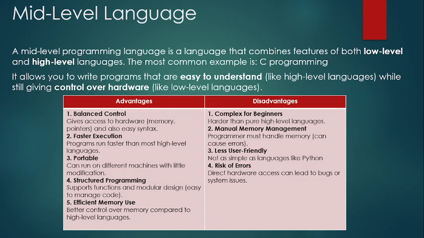It allows you to write programs that are easy to understand, like high-level language, while still giving control over hardware, like low-level languages. So what are the advantages of mid-level language? It has balanced control, gives access to hardware, and has easy syntax. It also has faster execution. Programs run faster than most high-level languages, and it is portable and supports structured programming. Structured programming means supporting functions and modular design. Modular design also means easy-to-manage code, and finally, efficient memory use.